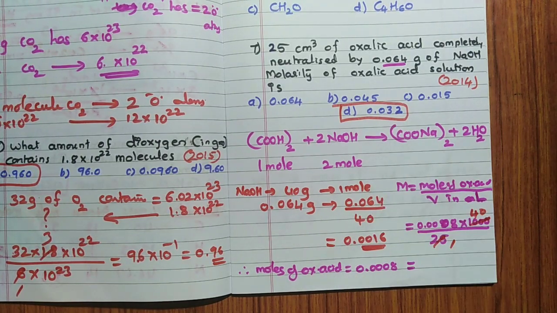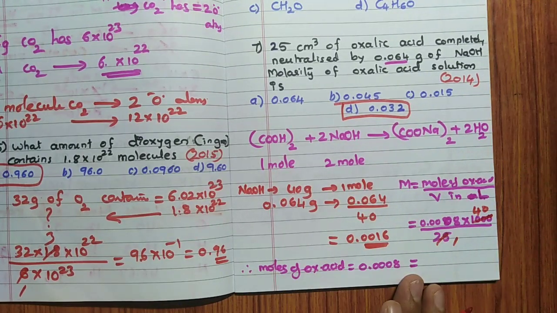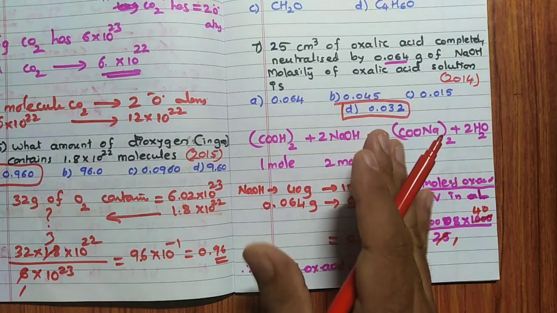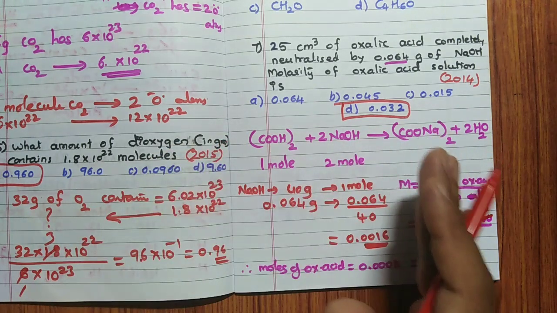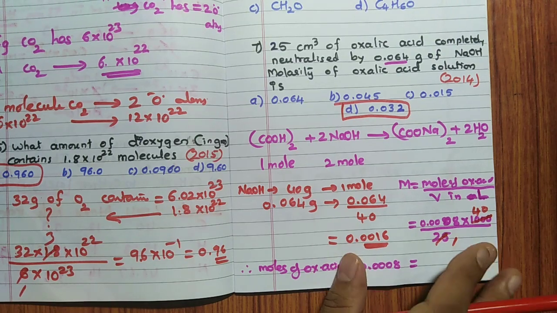Like this, remember. So here also it is the same. First you have to write the reaction. Then you have to see which one is neutralizing. Sodium hydroxide, and the mole ratio is how much? 1:2. Calculate sodium hydroxide moles. Then divide by 2. You will get the answer.